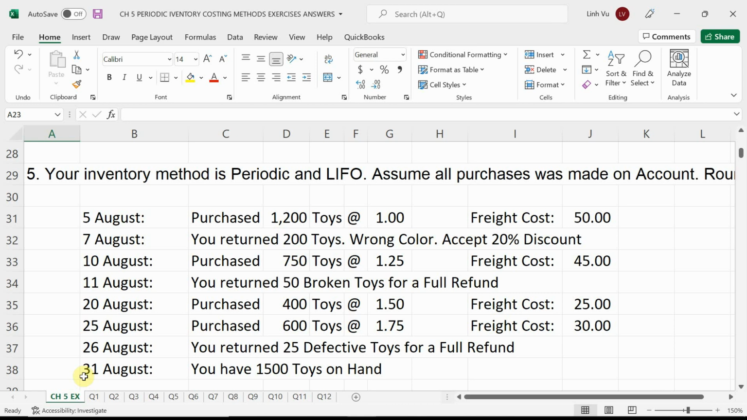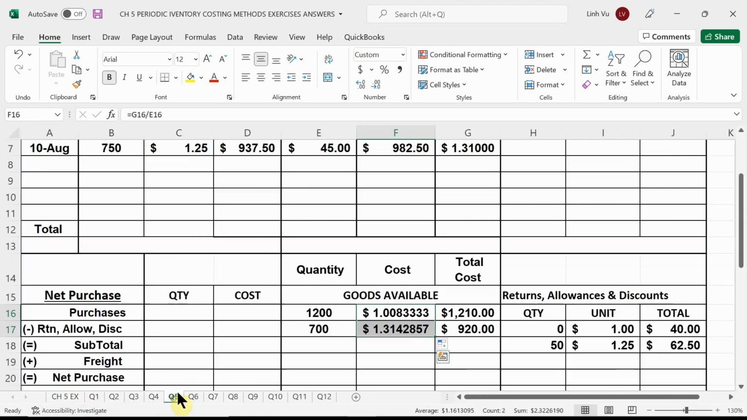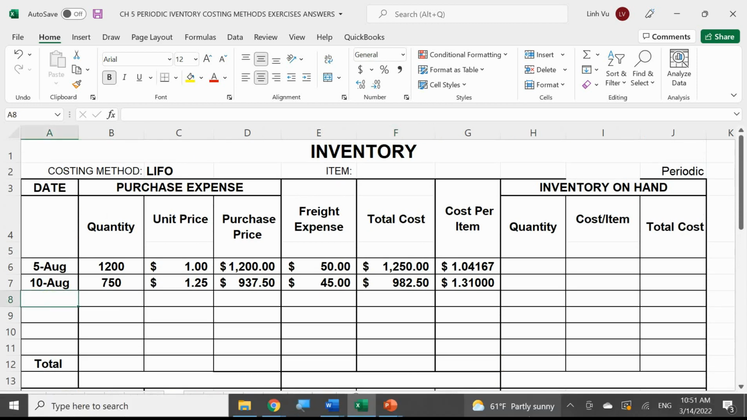So let's see what happened next. August 20 rolls around. We end up purchasing an additional 400 toys at $1.50 with a freight of $25. So 400, $1.50, and $25 worth of freight. Okay, so it is August 20. We bought 400 items at $1.50 with a freight of $25.